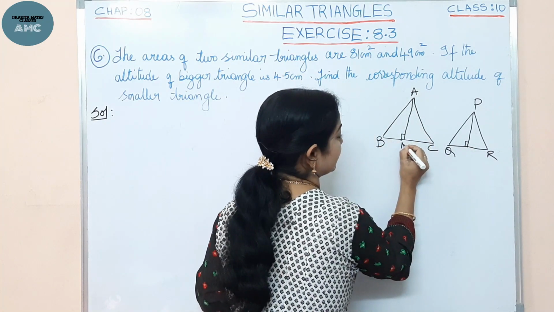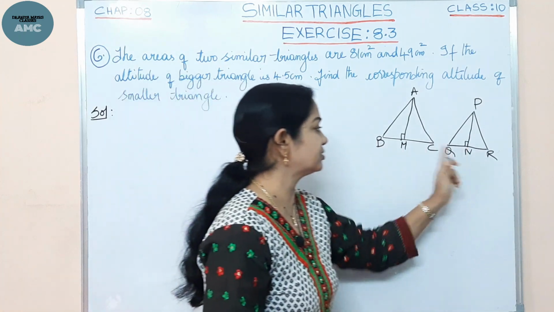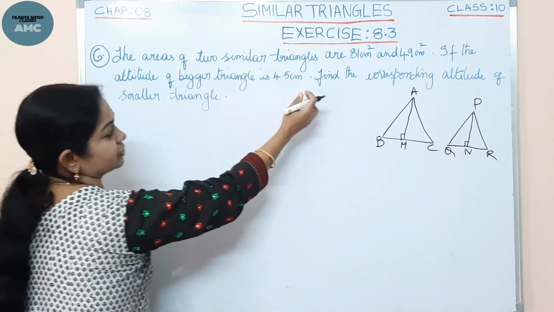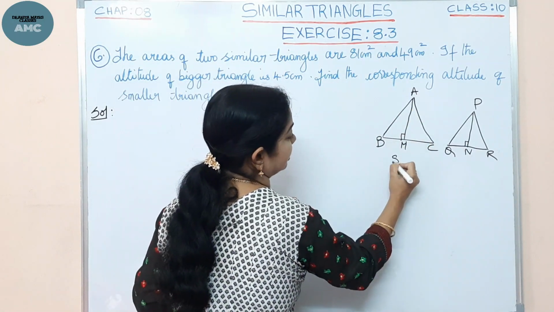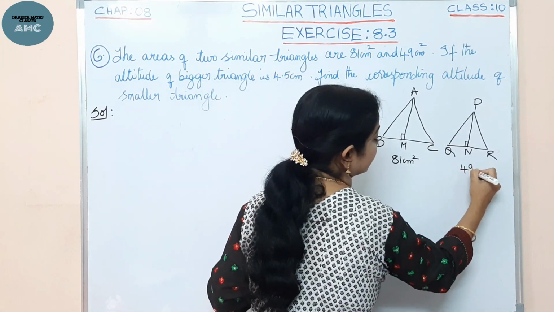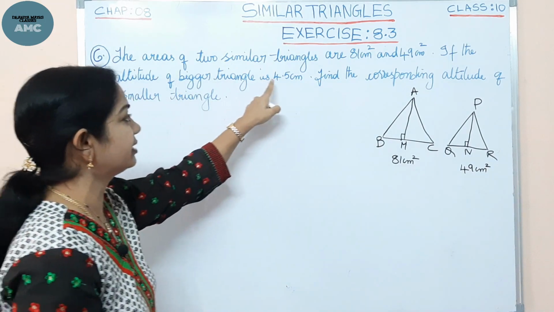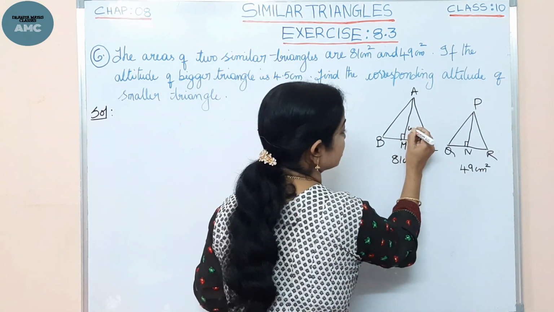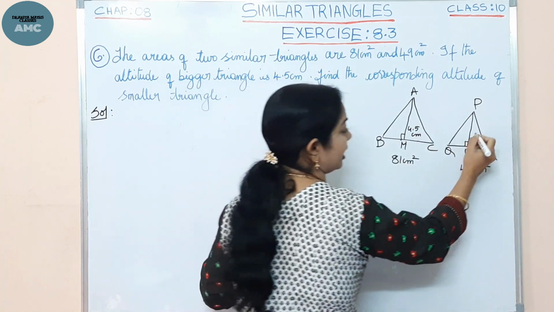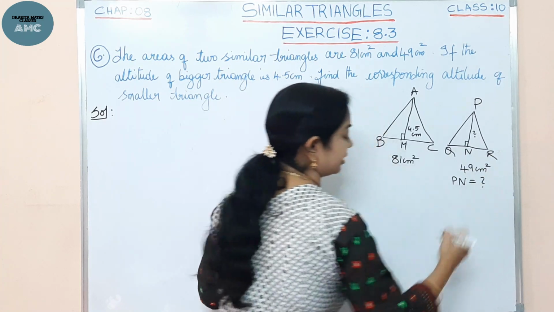Okay, let me suppose AM as an altitude and PN as an altitude. It is making 90 degrees with BC and QR. Here, all the area values are given, so this area is 81 square centimeters and the smaller triangle is 49 square centimeters. Also given, the altitude of the bigger triangle is 4.5 centimeters. Now we have to find the altitude PN. PN value we have to find.